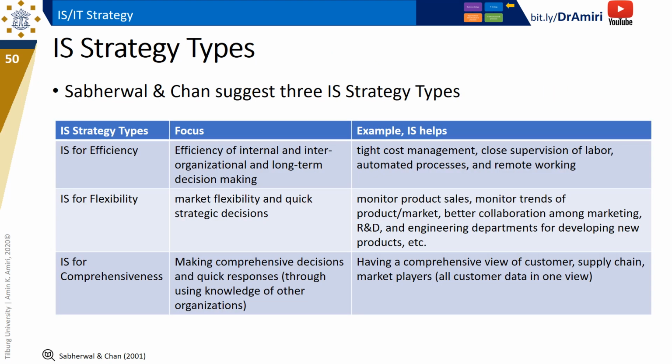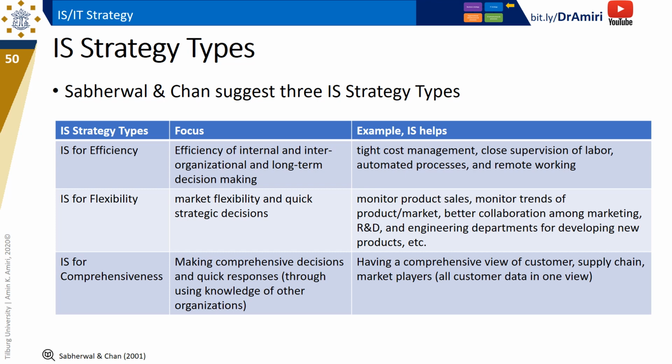Sabherwal and Chan suggest that there exist three types of IS strategy: IS for efficiency, IS for flexibility, and IS for comprehensiveness. The first IS strategy type, IS for efficiency, focuses on increasing the efficiency of internal and inter-organizational activities. It also helps with long-term decision making.